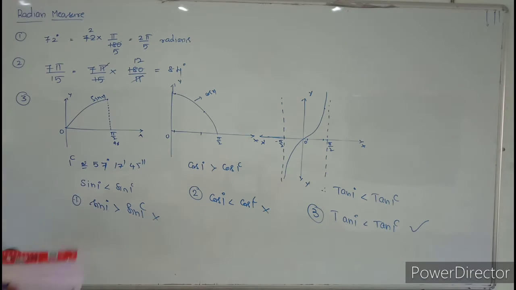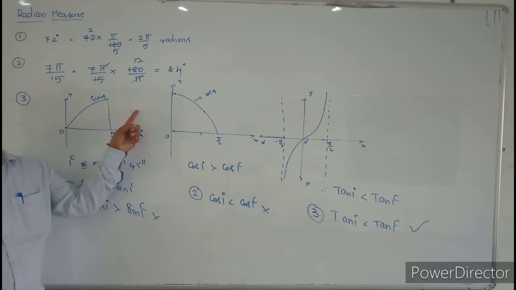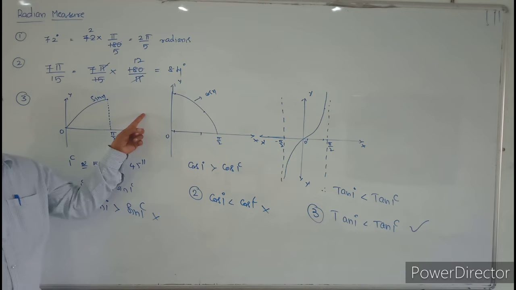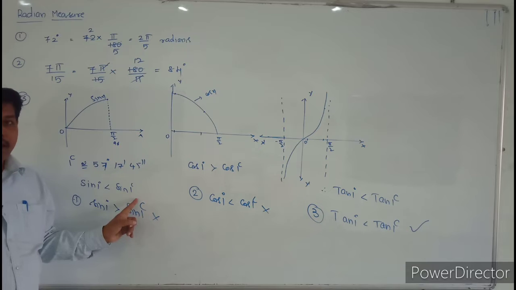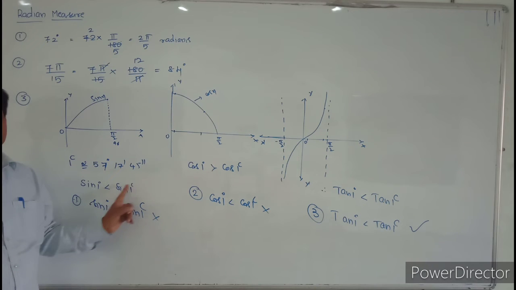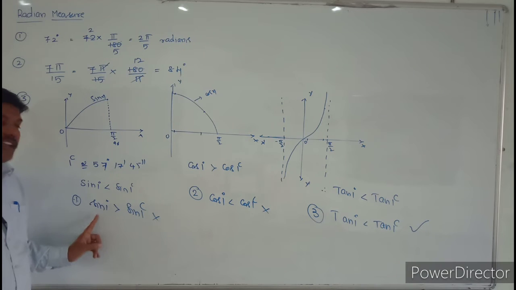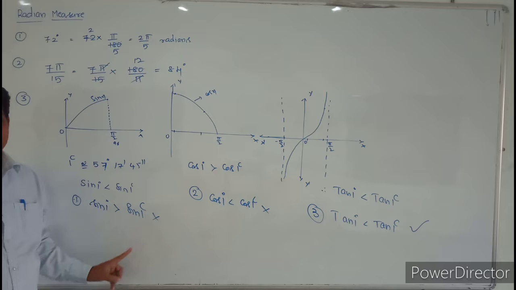So see that question, students. Sine is increasing from 0 to pi by 2. Here 1 degree is less than 1 radian. So sine 1 degree is less than sine 1 radian. But in the options they have given sine 1 degree is greater than sine 1 radian. So the first option is wrong.